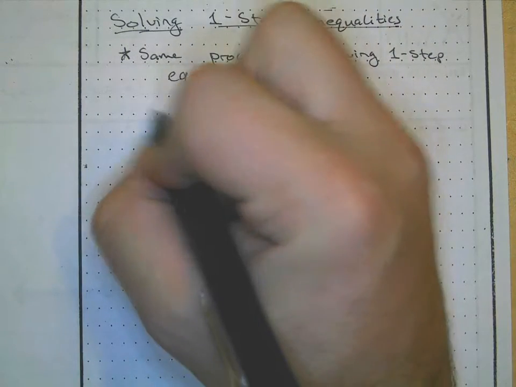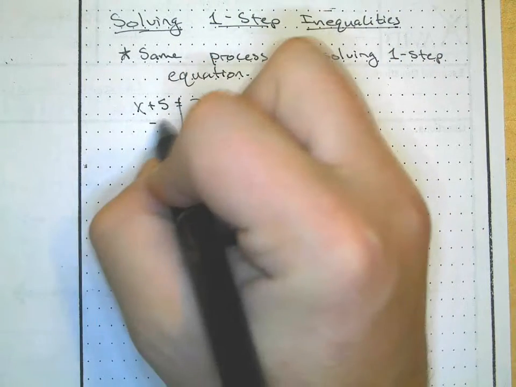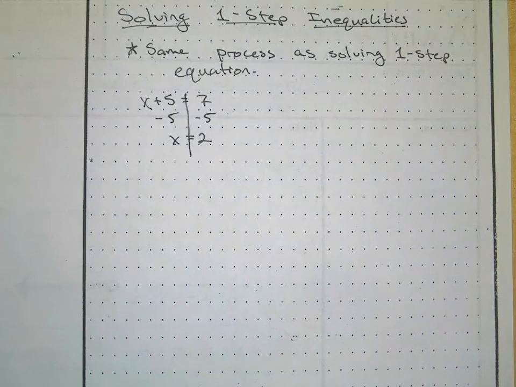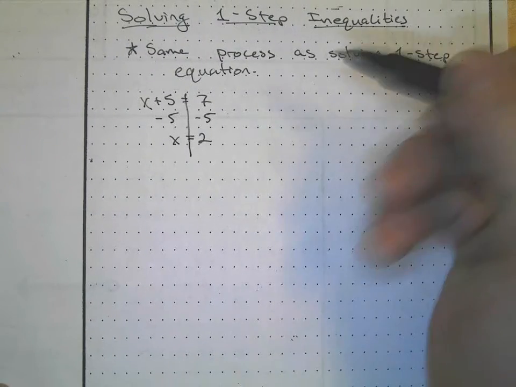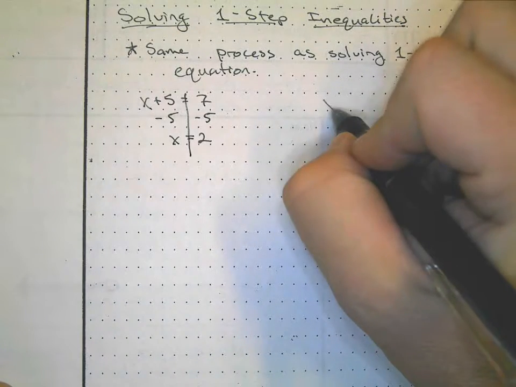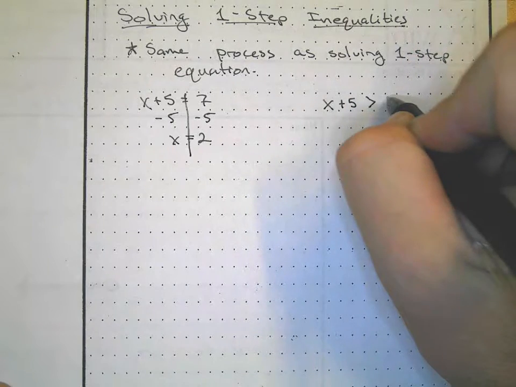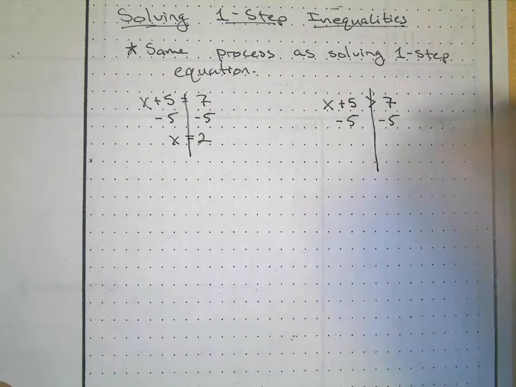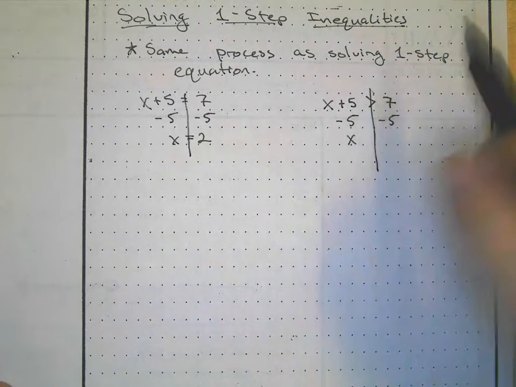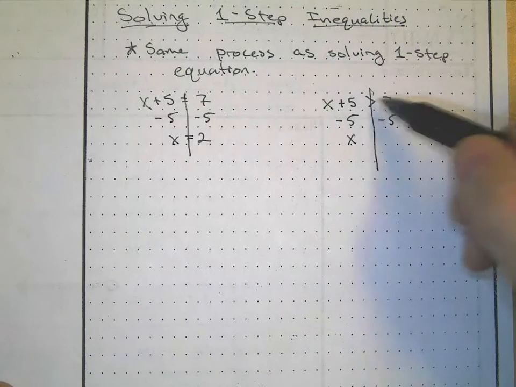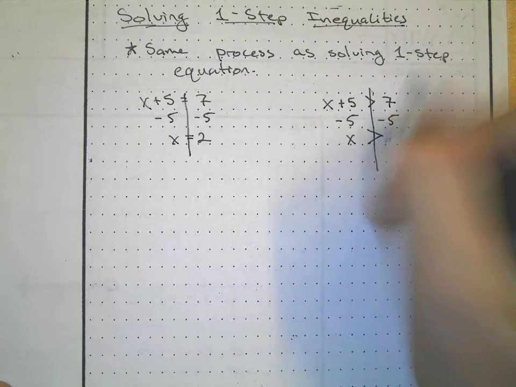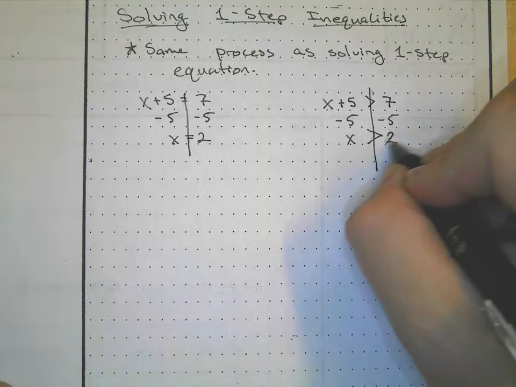So for example, say I had x plus 5 is equal to 7. I would just subtract 5 from both sides, and I'd have x equals 2. With the same process, now I just have a different symbol in the middle. So if I have x plus 5 is greater than 7, well, I'll draw my line down the middle, and I subtract 5. I'm going to have x. And then if we brought an equal sign down, we're just going to bring our greater than sign down. And then we do 7 minus 5, and we get 2.